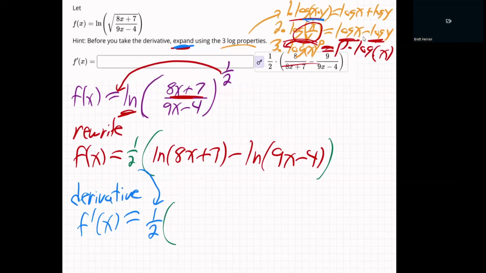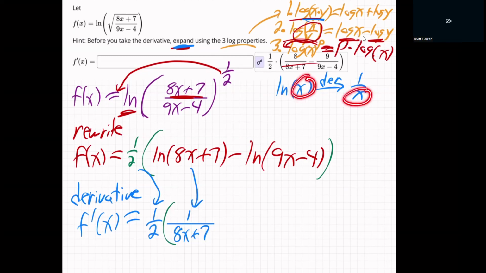And then I'll say, okay, how about the derivative of this part? Now, how do you take the derivative of natural log of anything? The derivative of the natural log of anything is 1 over that thing. So this will be 1 over 8x plus 7. But hold on, that's not all. Yeah, it is. That's the rule. It says right there, natural log of anything, you put 1 over that thing.